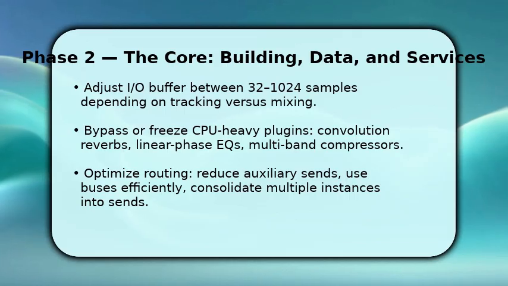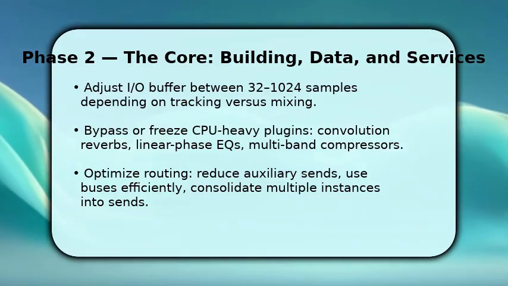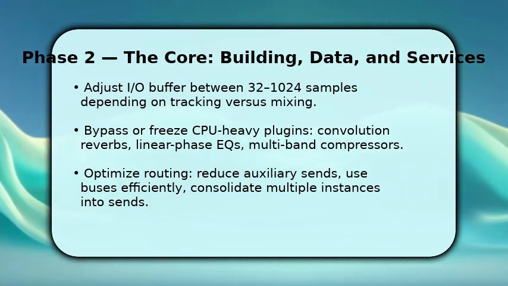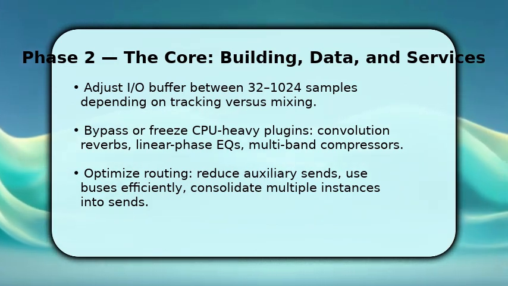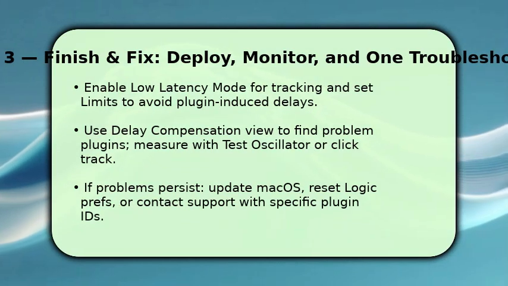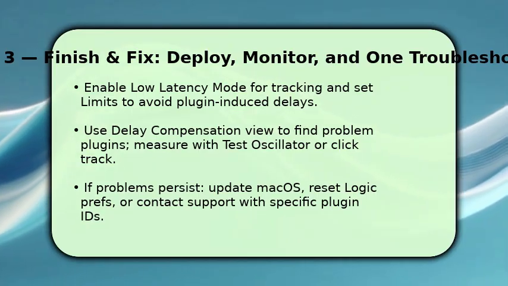Next, bypass, freeze, or print tracks with heavy plugins that add latency, especially linear phase processors and convolution reverbs. Also audit your routing. Consolidate similar effects onto buses, minimize sends, and collapse duplicated instrument instances. Finish by engaging low latency mode while recording and set its limit to exclude plugins that create delay.